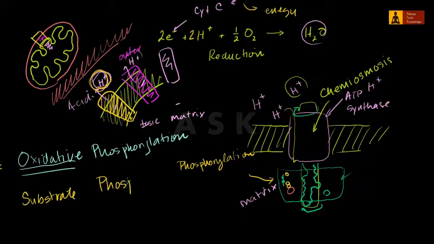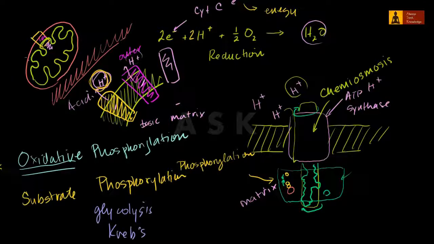phosphorylation, since I'm in the mood to introduce you to terminology. Substrate phosphorylation. This is actually what happens when the ATP is produced directly in glycolysis and the Krebs cycle. So this is in glycolysis and the Krebs cycle. And this is where you have an enzyme directly helping to produce the ATP without any type of chemiosmosis or proton gradient.